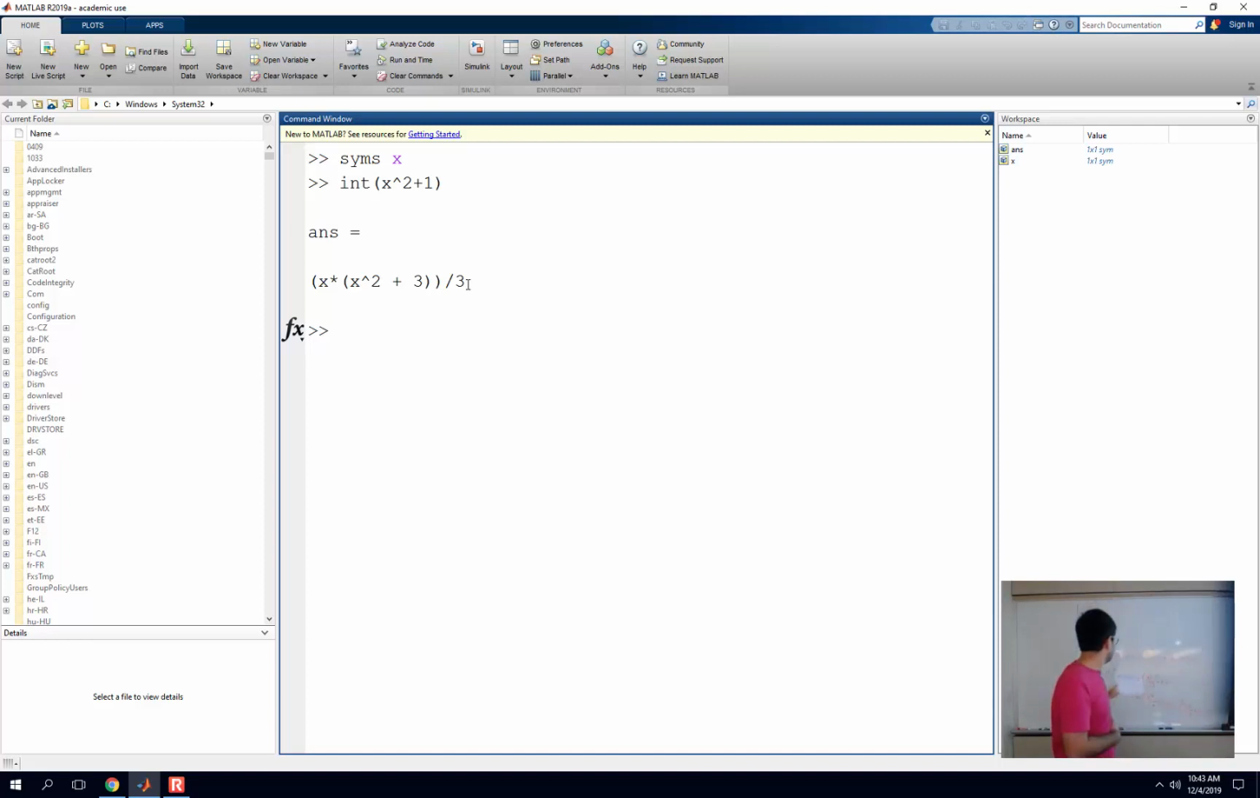But we also talked about the definite integral from 0 to 2. If we want to do a definite integral, we just define the boundaries. So x squared plus 1 from 0 to 2 will give me 14 over 3. That's the value. 2 to the power of 3, 8, divided by 3, plus 2. 2 times 3, 6, plus 8, 14, divided by 3. 14 divided by 3 is the answer, and I get 14 divided by 3.